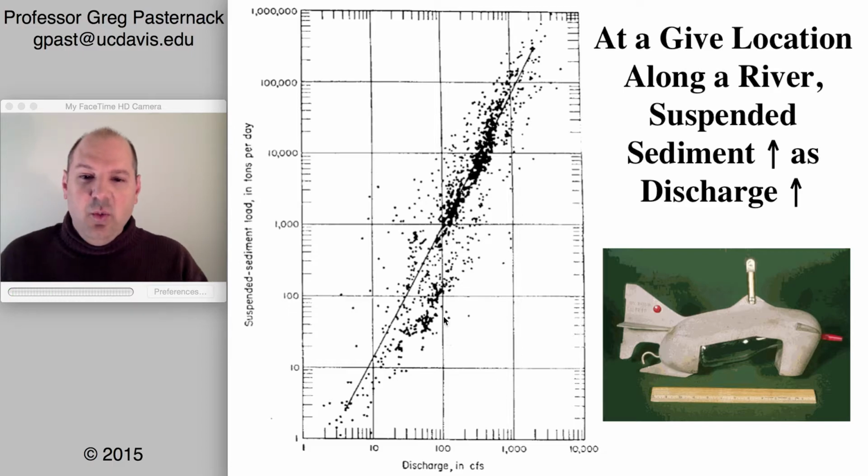Again, we see wide variability here, indicating that just knowing this relationship really is inadequate for river restoration in and of itself. But it does show that it's important to consider flow as one among many variables that control suspended sediment load.